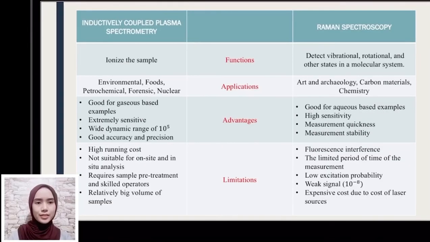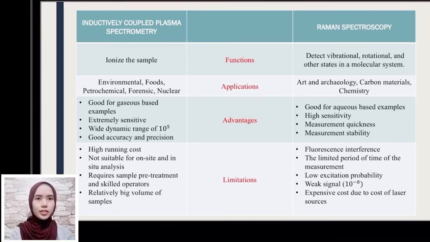According to the comparison table, inductively coupled plasma mass spectrometry is used to ionize the sample while scattering spectroscopy is used to detect vibrational, rotational and other states in molecules. Using scattering spectroscopy, it provides detailed information about chemical structure, phase, crystallinity and molecular interaction. Next, most of the applications of inductively coupled plasma mass spectrometry are in environmental, food, petrochemical, forensic, and nuclear. Raman spectroscopy is usually used in art and archaeology, carbon material, and also chemistry.